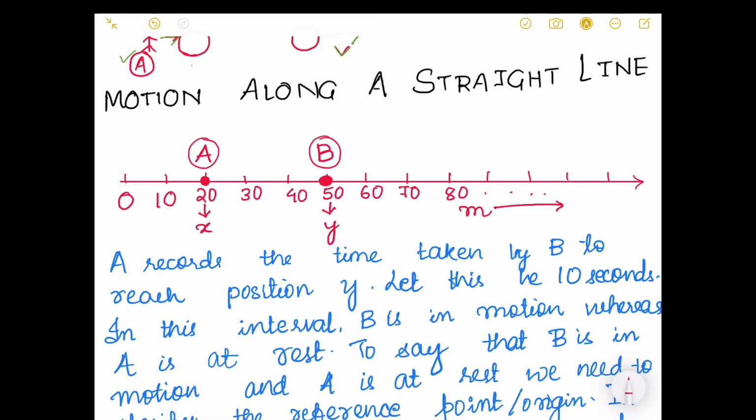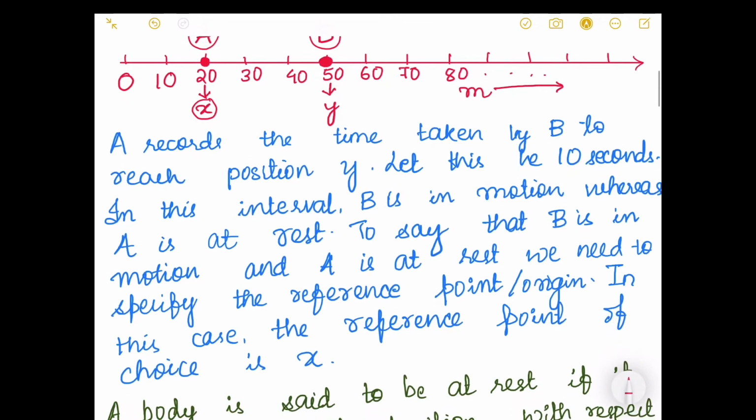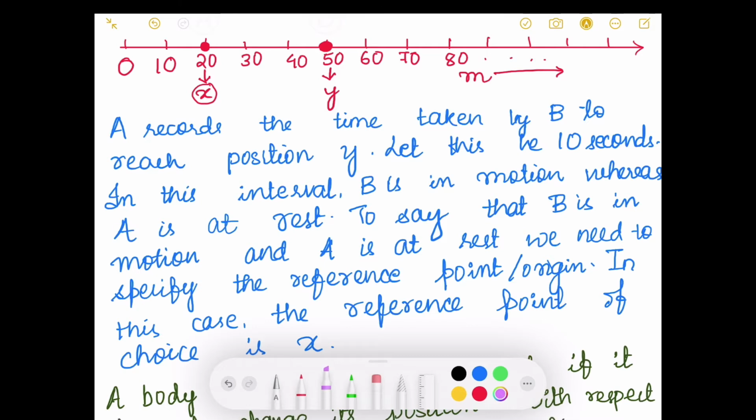Initially, let us consider that B was also at the point X. A and B both were standing at point X, and after some time B starts moving from point X. A stands there with a stopwatch and records the time taken by B to reach the position Y. Let this be 10 seconds. In this interval, B is in motion whereas A is at rest, as we can clearly know.